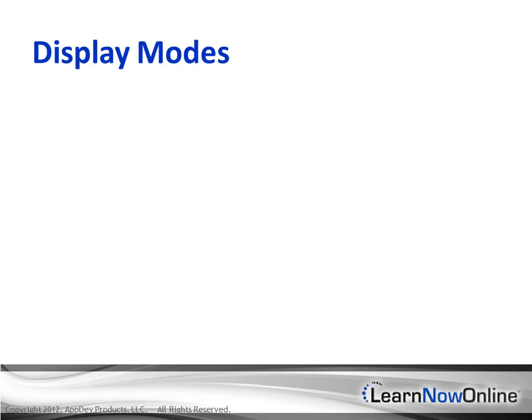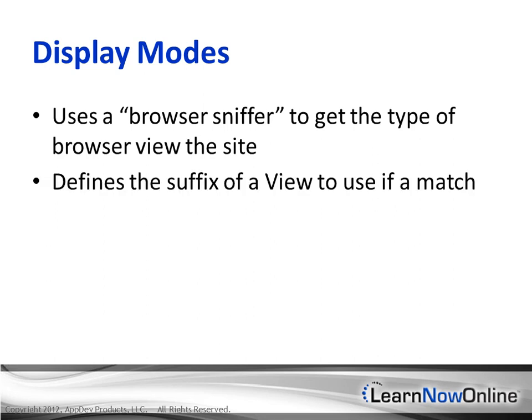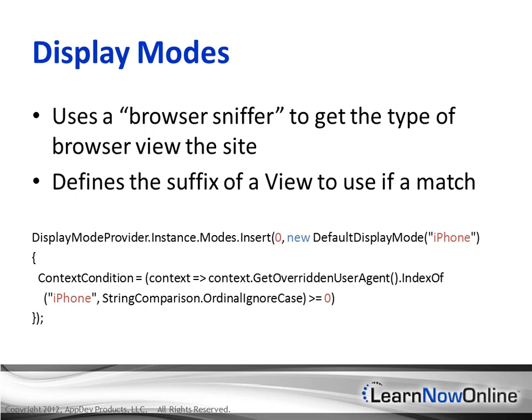In MVC4, display modes were added to help determine what type of browser is actually viewing your site. It uses a browser sniffer to get the type of browser that is currently viewing the site. It defines a suffix of a view and uses that if there's a match. Here's an example of some code. In the first instance where iPhone is used, that is what ASP.NET MVC will look for when it's trying to match up a view set to use.